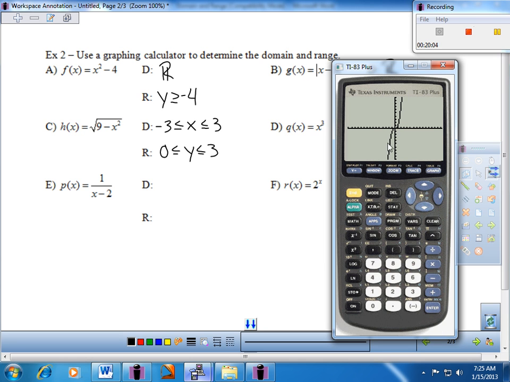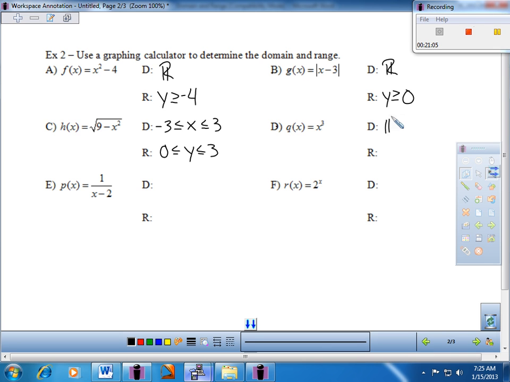No, it's just continuous all the way through. So I'm hoping you see this one. Looks like domain, all reals, and the range, all reals. Okay. Letter E is a fairly tough one here. Might be able to kind of pull that domain off.